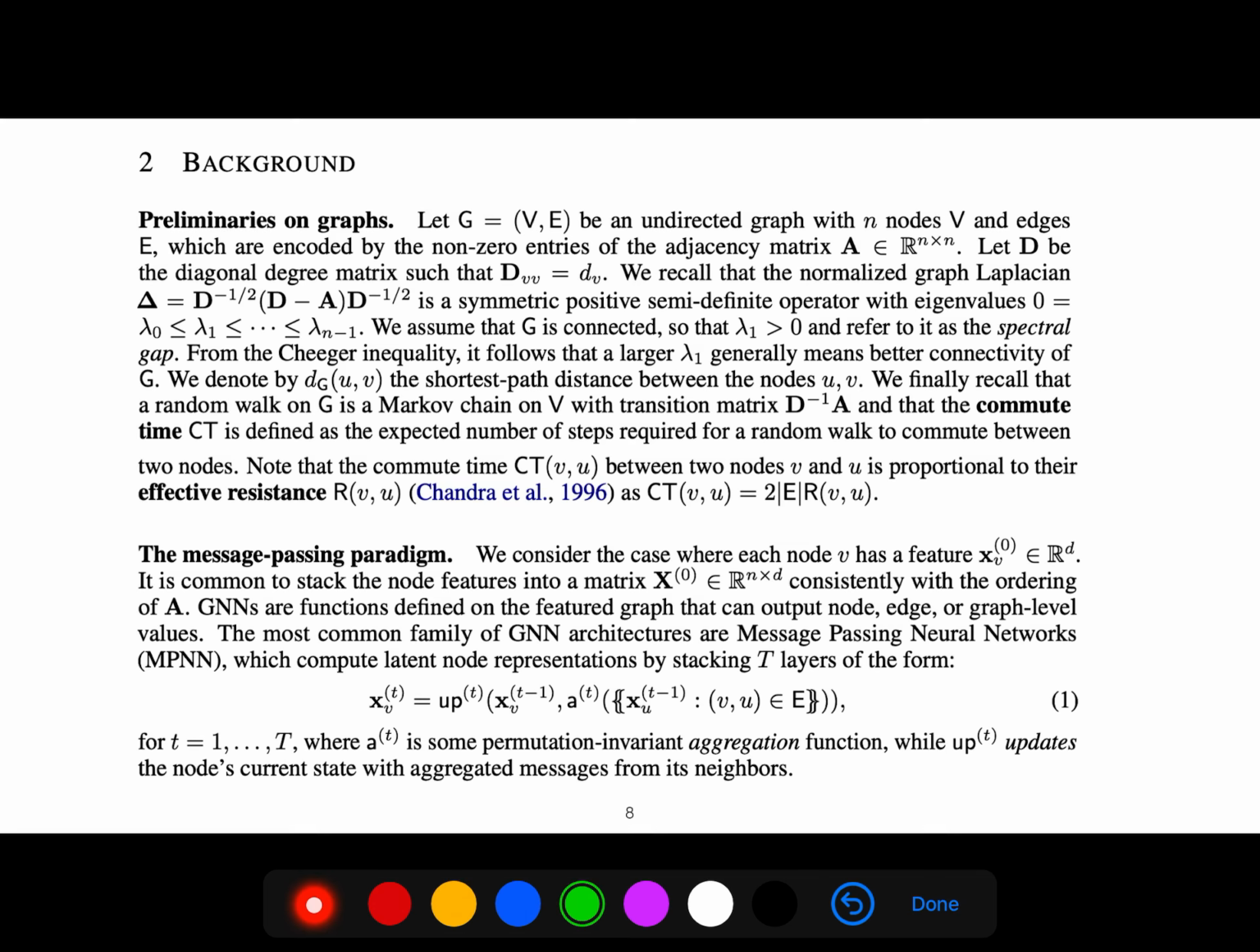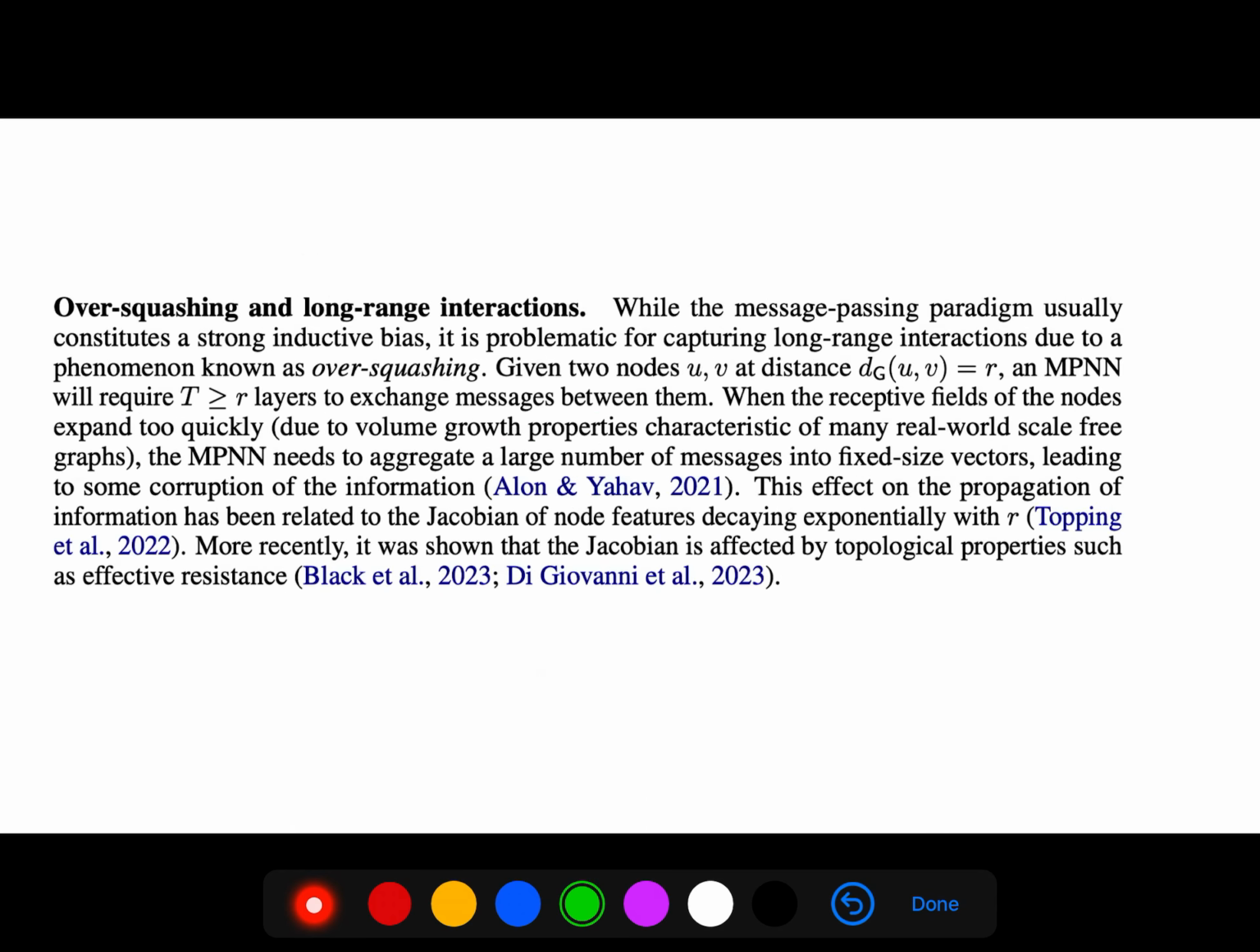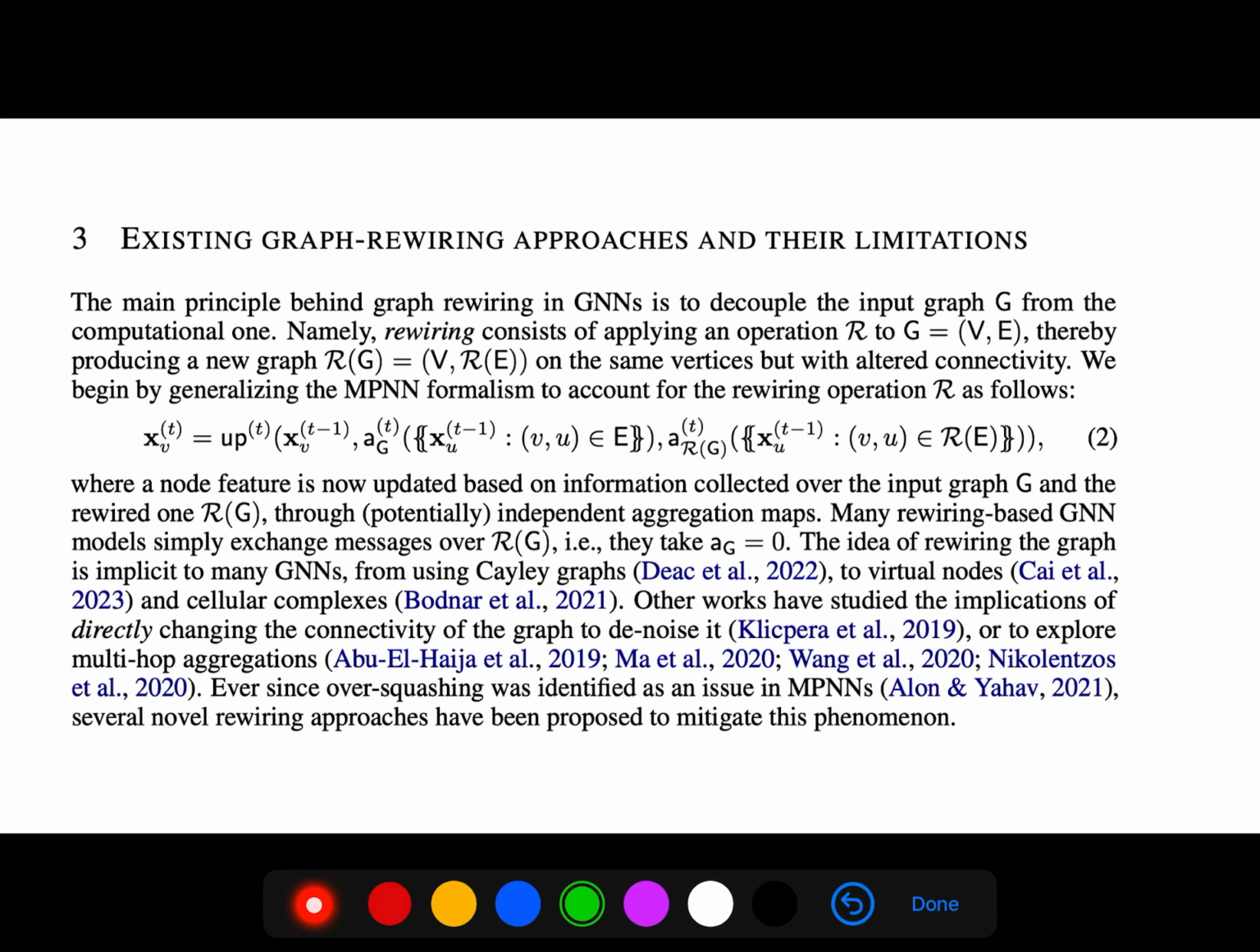Now in this message passing paradigm, like in the previous video that I mentioned, here they are using effective resistance. And you know that in graph theory, the commute time between any two nodes is proportional to their effective resistance. That's why effective resistance is a very intrinsic thing for understanding graph topology. And I've talked a lot about over-squashing and long-range interactions.